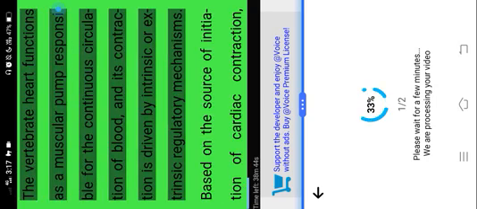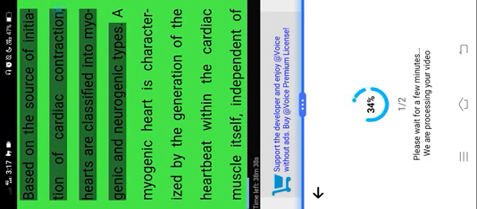CSIR NET JRF Life Sciences lecture: myogenic heart. The vertebrate heart functions as a muscular pump responsible for the continuous circulation of blood, and its contraction is driven by intrinsic or extrinsic regulatory mechanisms. Based on the source of initiation of cardiac contraction, hearts are classified into myogenic and neurogenic types.